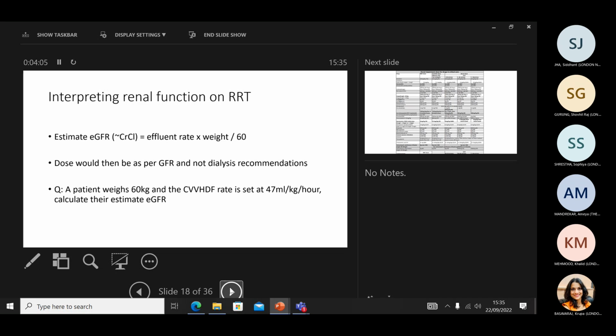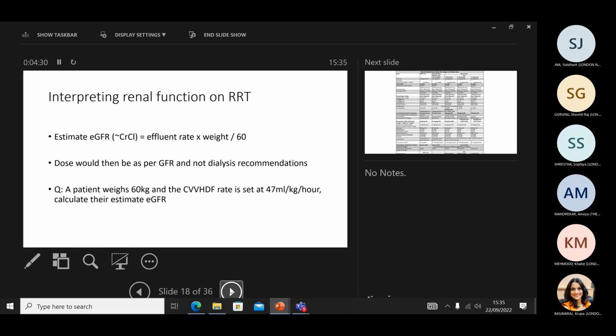So ICU pharmacists have been baffled with all the stuff that's come out over the last decade, and we're like, what do we do with this? So someone decided to create this pseudo-creatinine clearance. For the pseudo-creatinine clearance, we take the effluent rate, be it 35, 45, 25, we multiply it by your weight and we divide it by 60. And that gives us a pseudo-creatinine clearance for drugs that we're not used to.